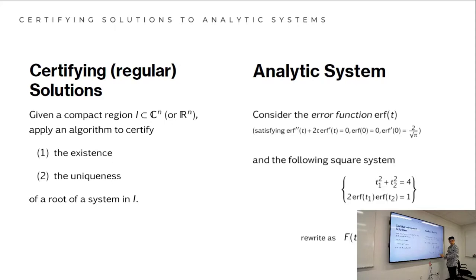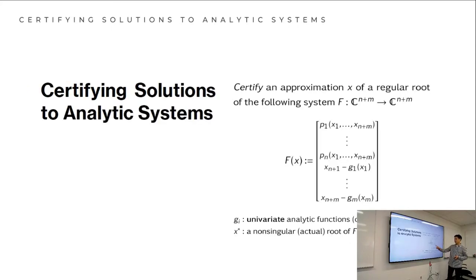we just introduce more variables. We have two analytic functions in here, so we introduce two more variables. T3 corresponds to the first analytic function with the first variable, and T4 corresponds to the second variable. So if we have m equations inside our system, then we introduce m more variables, and inside our polynomial system we get n plus m variables. So, thank you.